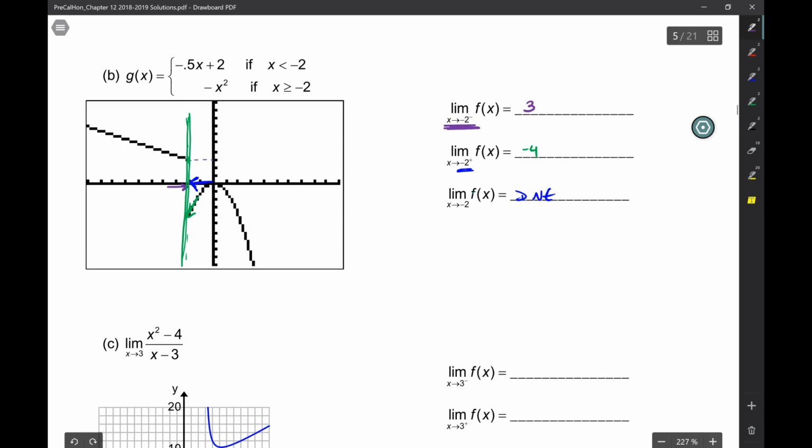Negative 2 from the minus side, plug negative 2 in here. What do you get? Sorry, my bad. You should get 3. Negative 2 from the positive side, plug this in here, and you get negative 4. You see how you don't get the same value? So the limit does not exist.